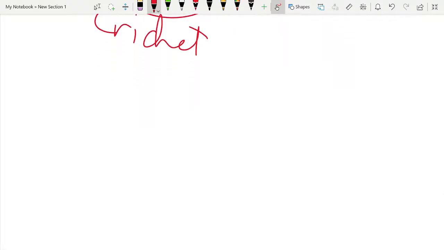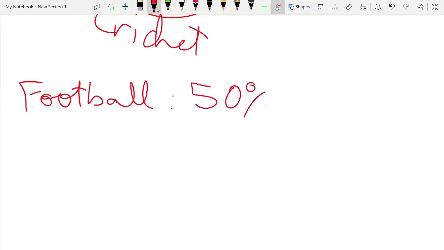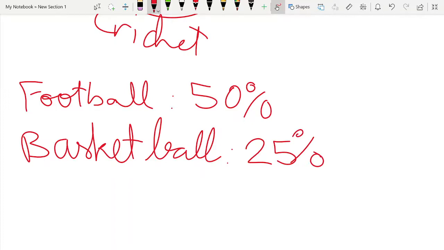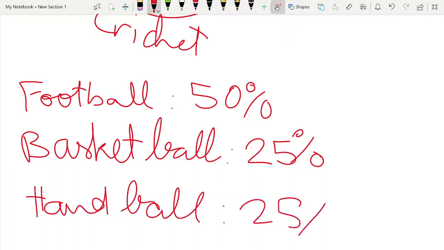But how do we make a pie graph? If you want to say that 50% chose football, basketball, that would be let's say 25% chose to play basketball, and for handball, let's say 25 other people chose to play that.